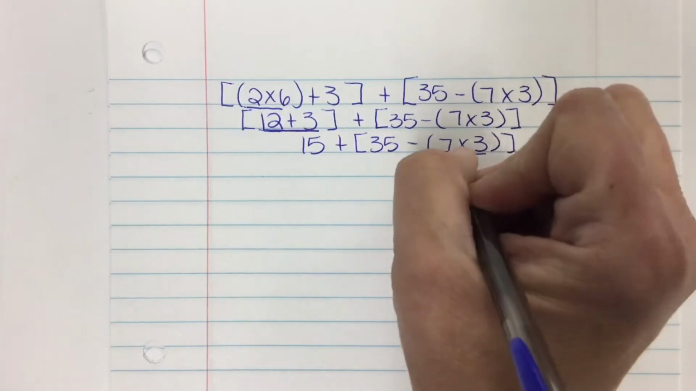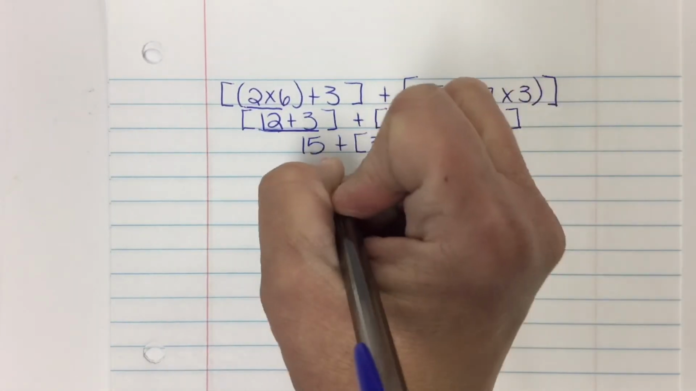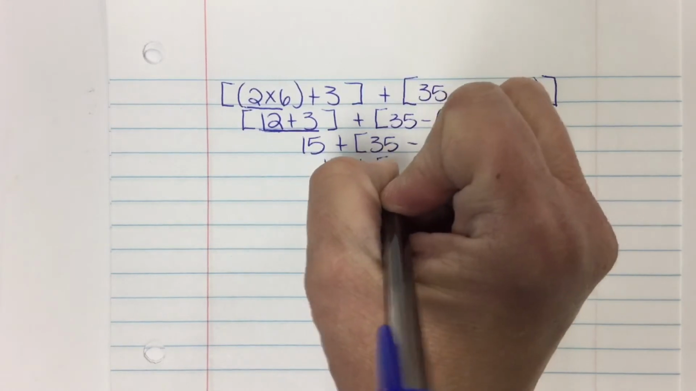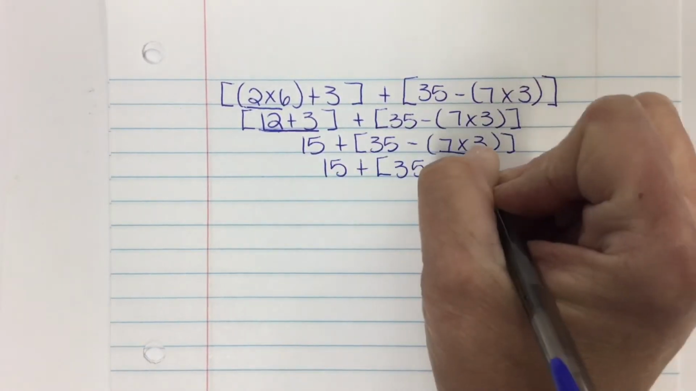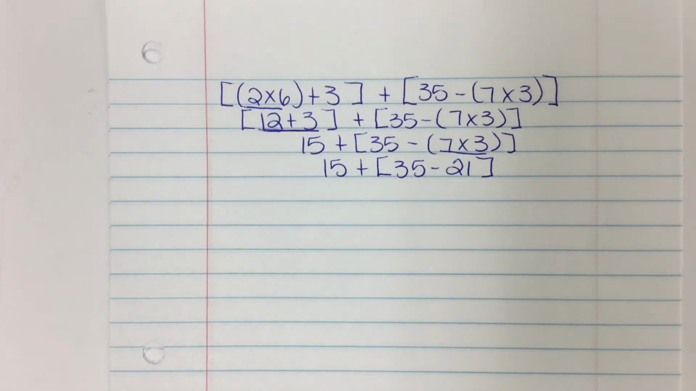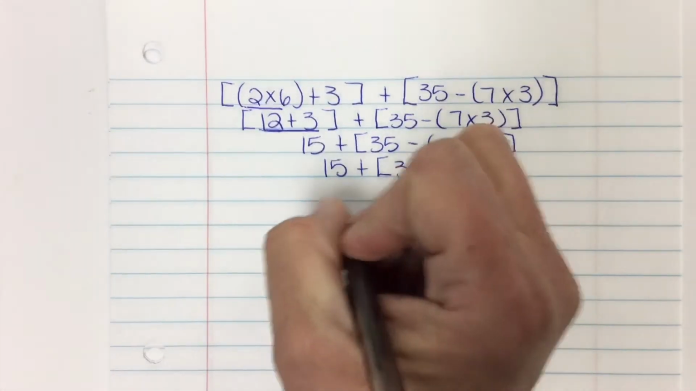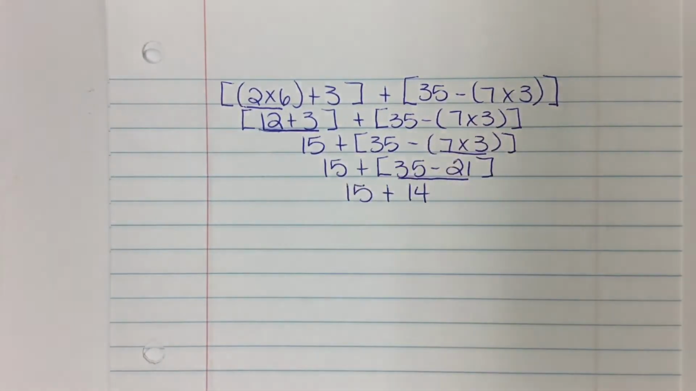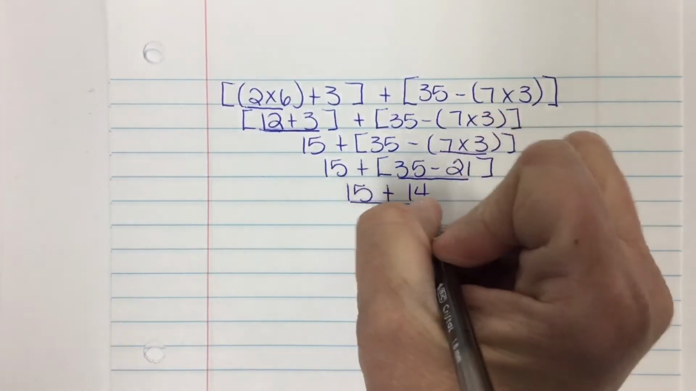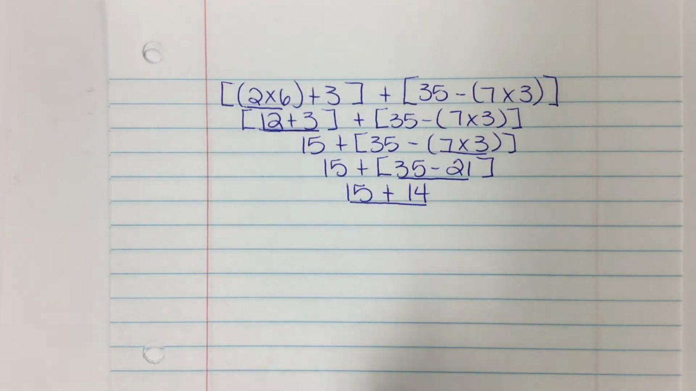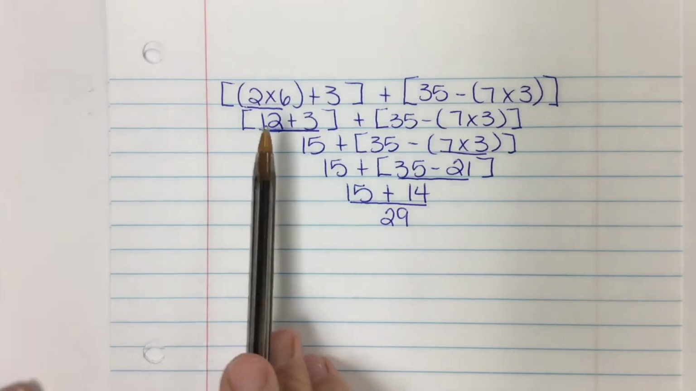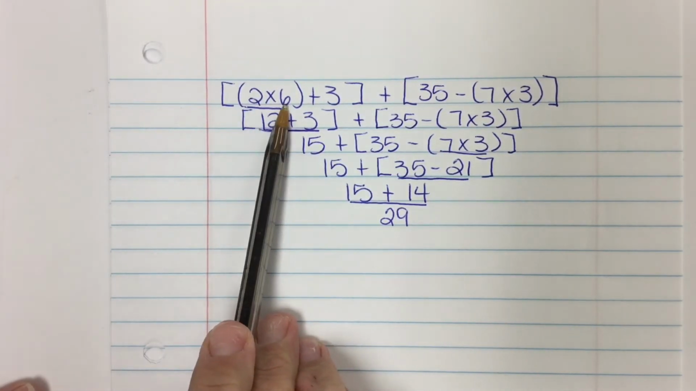All right, so 7 times 3 is 21. Then we're going to bring down the 15 plus bracket 35 minus 21. Close the bracket. All right, and then we're going to do 35 minus 21, and that is 14. And I'm going to bring down 15 and plus. And now we're going to solve 15 plus 14. And we get 29.